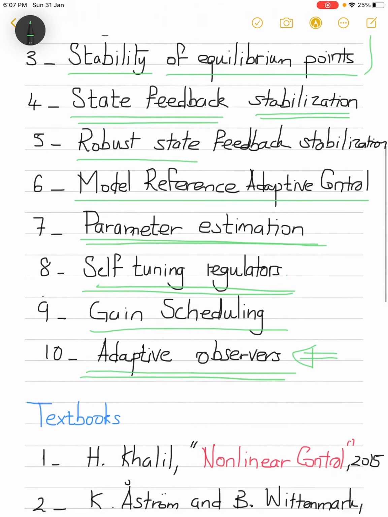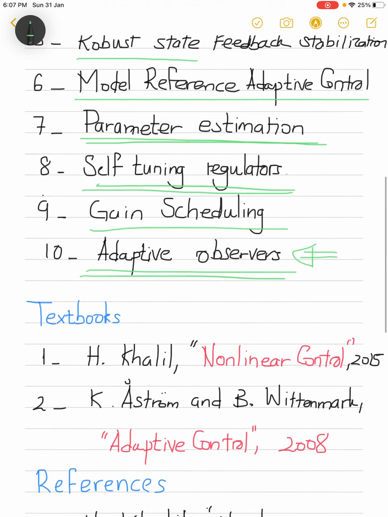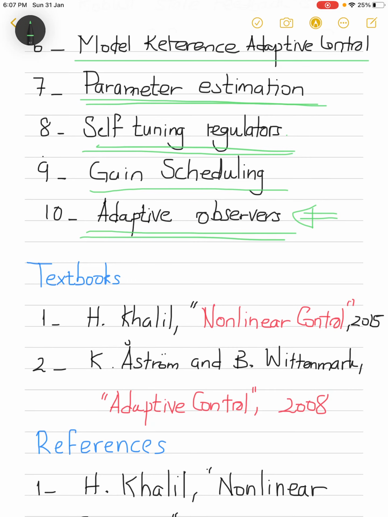The main textbooks that I'm going to use through this course are the Nonlinear Control book by Hassan Khalil. Hassan Khalil is a professor at Michigan State University. And the second book is Adaptive Control by Karl Åström and Björn Wittenmark, and both of them are professors at Lund Institute of Technology in Sweden. Actually, I will be following them very closely.